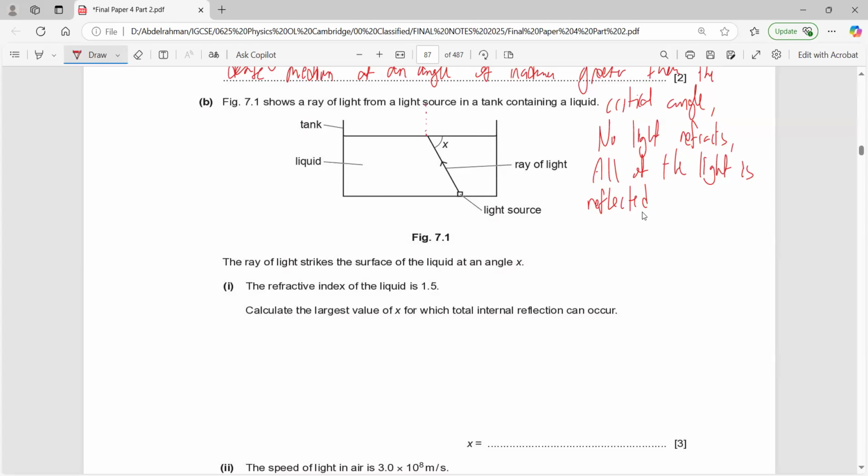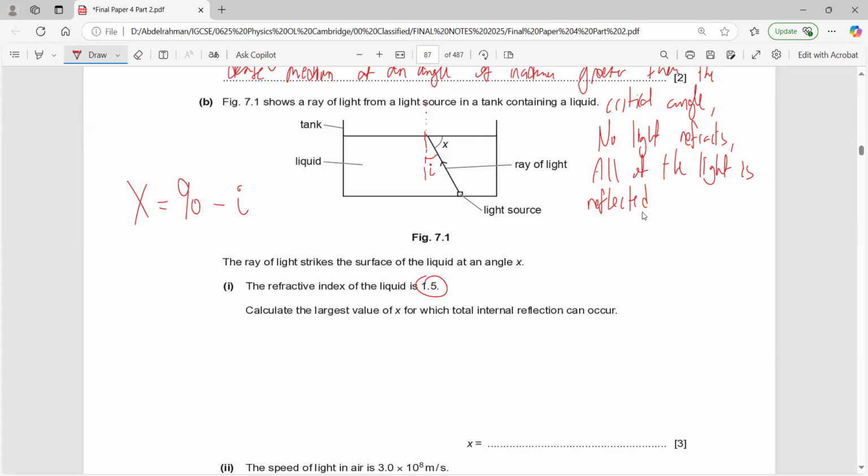This is the normal line. Where is the angle of incidence? This is the angle of incidence. So how can I find x? It's actually 90 minus i. x is 90 minus i. This is a complementary angle, not the angle of incidence. So how can you find the greatest angle of incidence? If you have the refractive index, what can you do with it? We had a couple of equations for finding the refractive index.